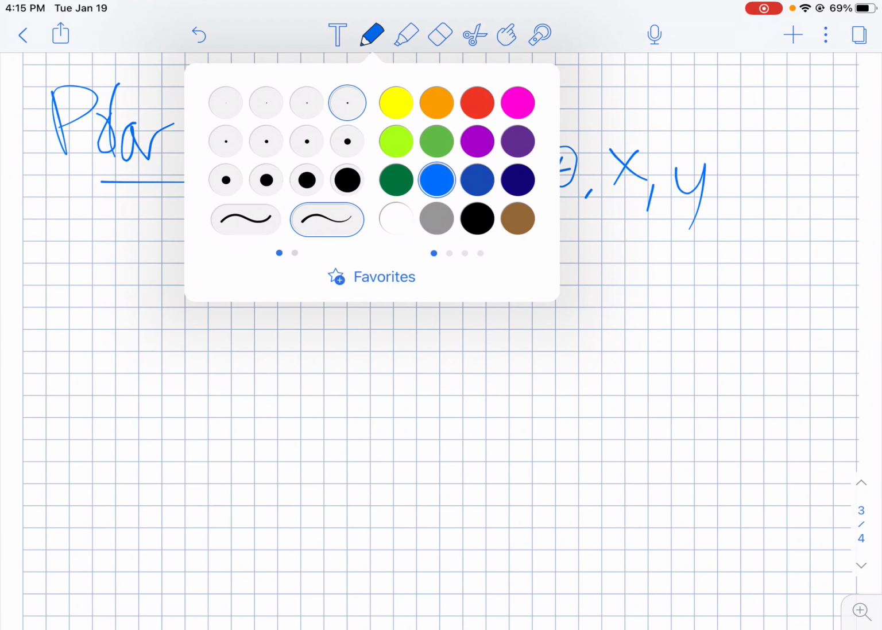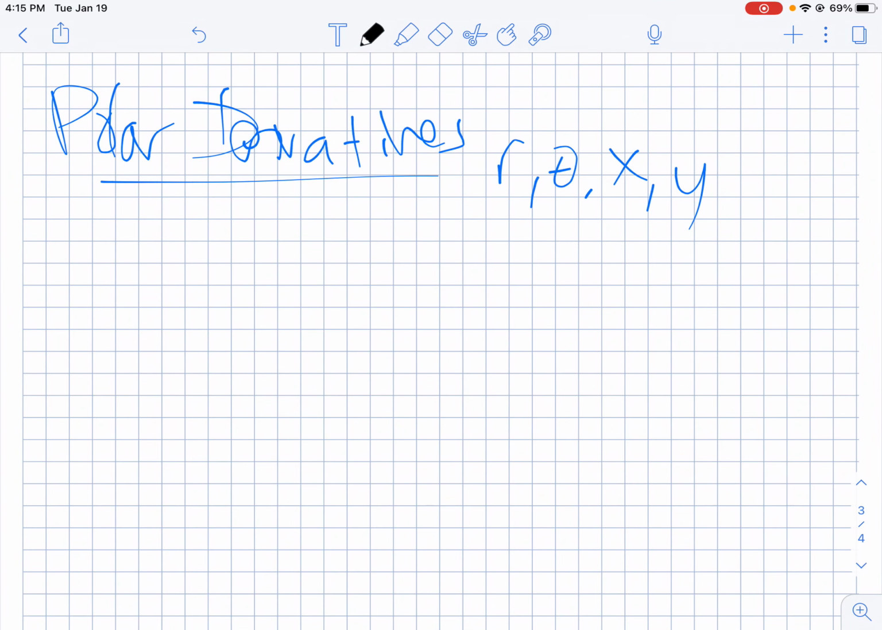Now, in the last video, we talked about polar form and what polar points and equations look like. And of course, the obvious question you had is, that's great, how do I take a derivative of these? Well, there are a lot of different derivatives you could take because we have a lot of variables, right? We have r, theta, x, and y. And my goal today is to talk to you about some of those derivatives.